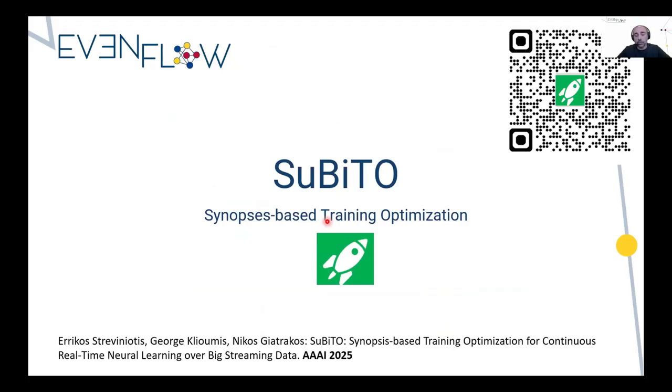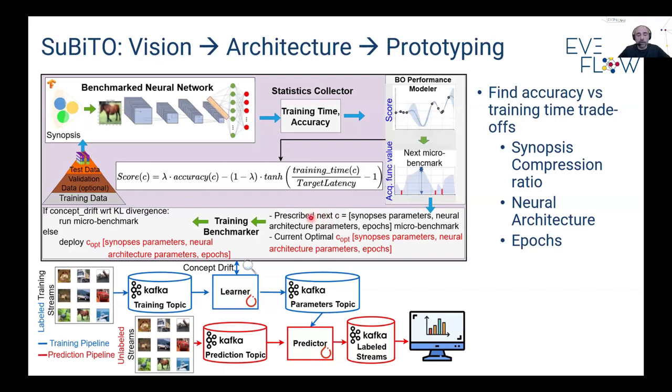Building on synopses, we have introduced synopsis-based training optimization as a novel paradigm for rapid and simultaneously accurate neural learning pipelines. The Subito framework works as follows. Let's first concentrate on the blue pipeline over here. The blue pipeline ingests labeled streams of data from a Kafka topic and uses a learner. For now, we assume that this learner has a specific neural network architecture which trains for a specific epoch count and uses a specific synopsis and portion of the incoming streams.